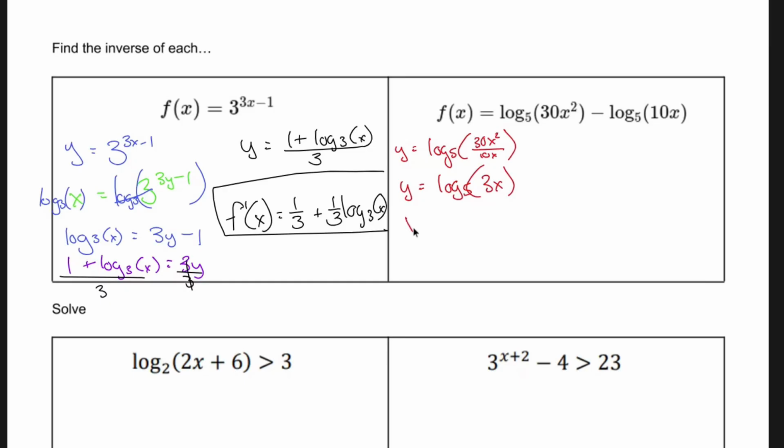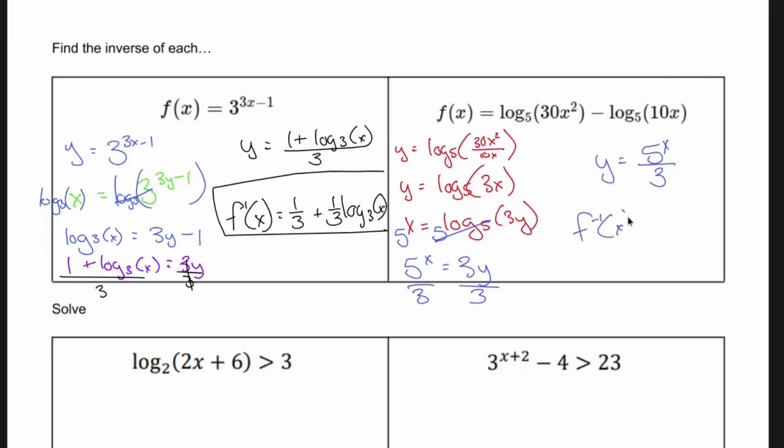Now we'll swap. x equals log base 5 of 3y. In order to get rid of that log base 5, let's raise 5 to both sides. You cancel out, leaving us with 5 to the x equals 3y. Divide by 3, and y is going to equal 5 to the x over 3. So the f inverse is going to be 5 to the x over 3.